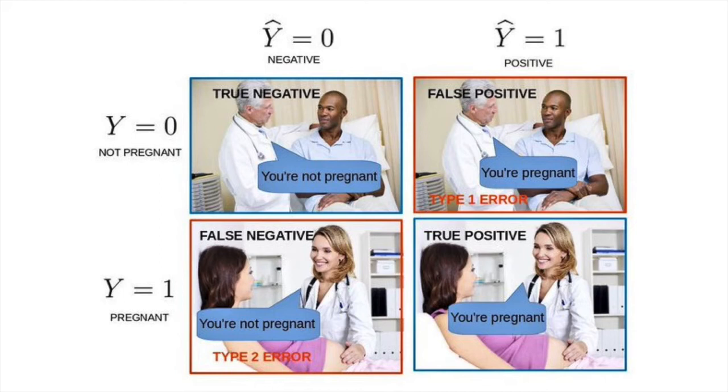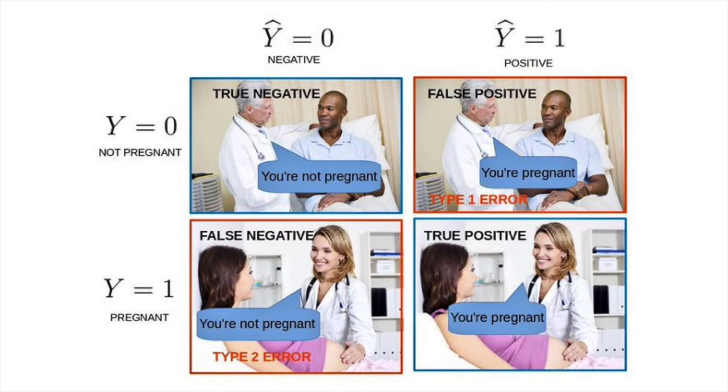Now let us say that the person is actually pregnant. So y is equal to 1 means pregnant. And the diagnosis came in that it is a negative. So the doctor would say that the person is not actually pregnant. For the last intersection, between y is equal to 1 and y hat is equal to 1, it is a true positive because the person is actually pregnant and the diagnosis is positive, meaning that the person is really pregnant. So you see here the difference between a type 1 error and a type 2 error.